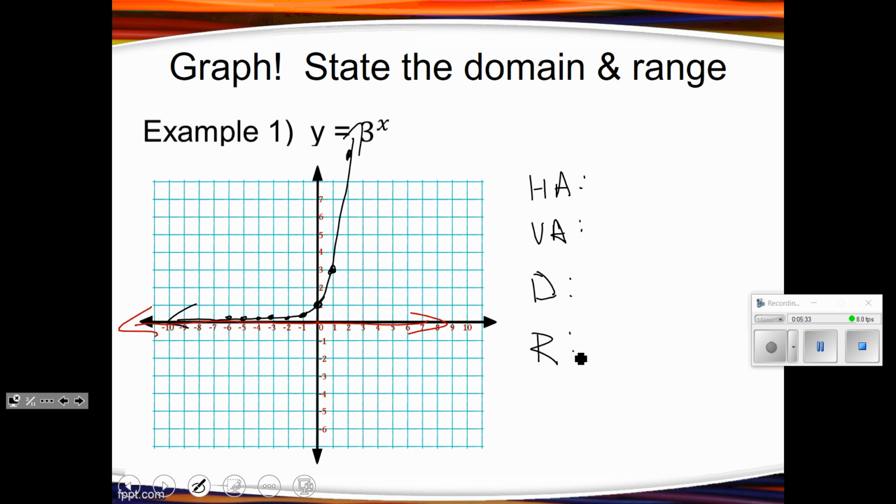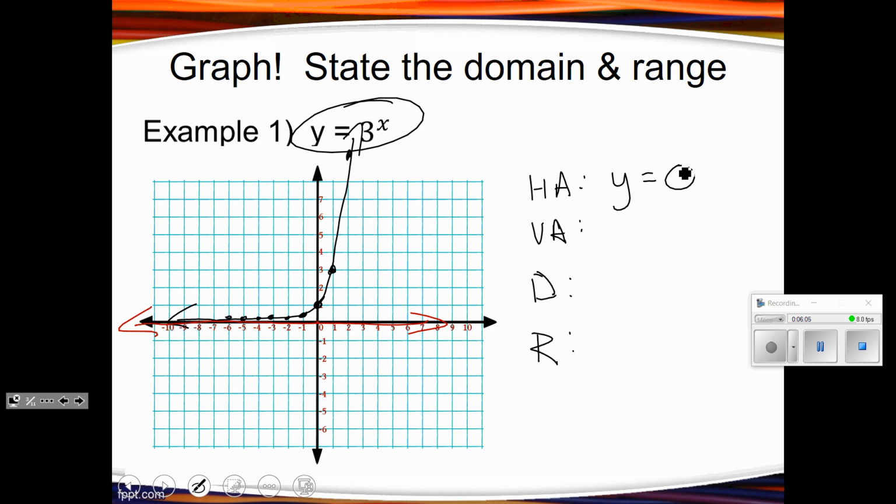I asked the other day, why won't these create holes? Because holes are created when something cancels. Well, we don't have a fraction here. There's no fraction in our function, so nothing's going to cancel. So therefore, we will not have holes on these. Okay? So we do have a horizontal asymptote at y equals 0. Don't forget, if it's horizontal, then we would think use the x, but it's actually the opposite. You use y. Y equals 0.